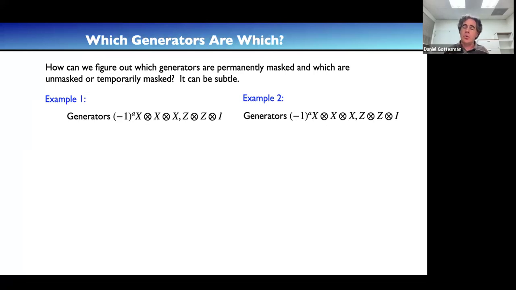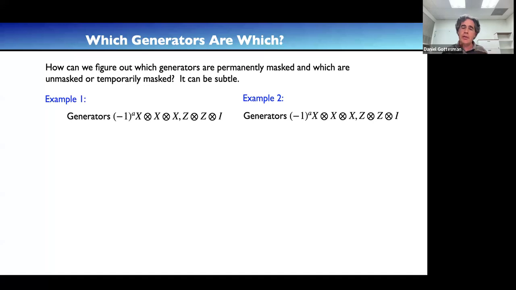And so it turns out it's actually quite subtle to identify which generators are permanently masked and which ones are unmasked. I mean, there's a nice algorithm to do that, which I'll not go through in detail, but flash at you in a little bit. But let me show you an example so you can see that even very small changes in the protocols can change you from one type of masking to another type, or remove it altogether. So there's going to be two examples, and they start in the same place. So in these examples, we start with the generators XXX and ZZI.